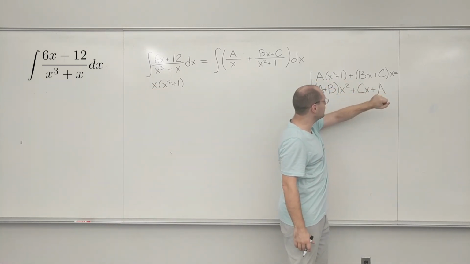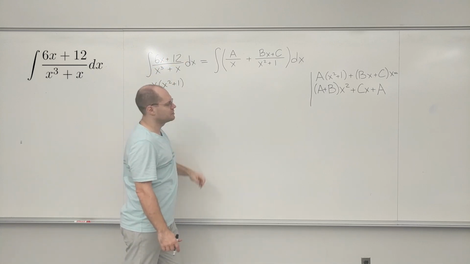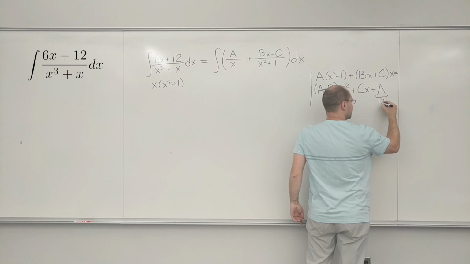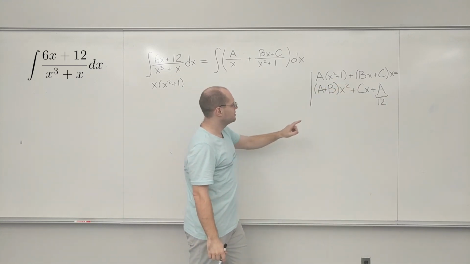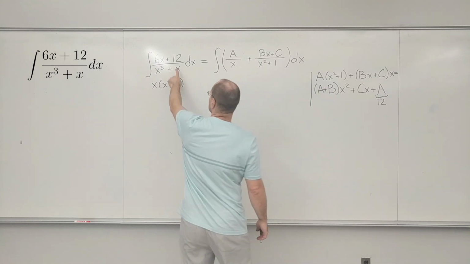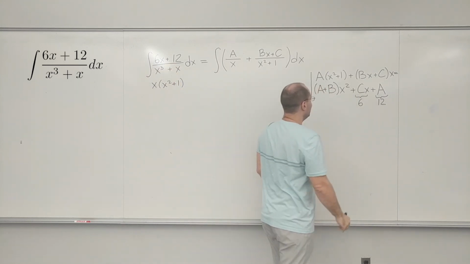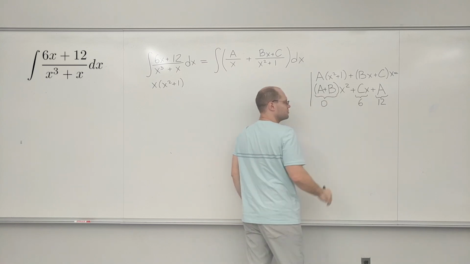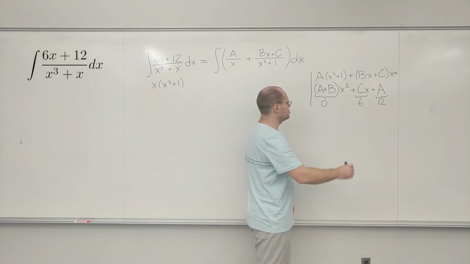Because this quadratic polynomial must match this polynomial right here. So I know from here that a must be 12, because that's the free term over there. C must be 6, because that's the linear term there. Okay, and a plus b must be 0, because there's no quadratic term there. And if a is 12, then b is minus 12.